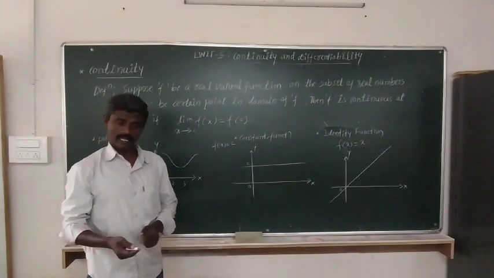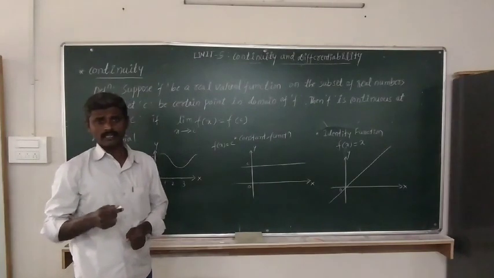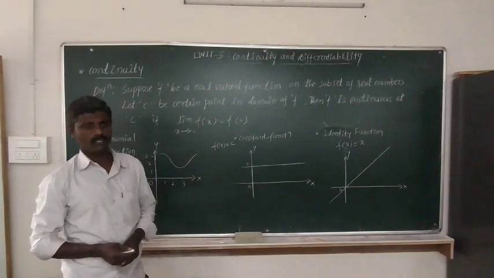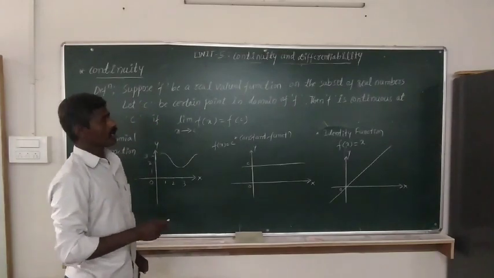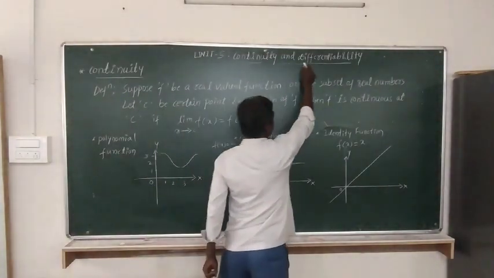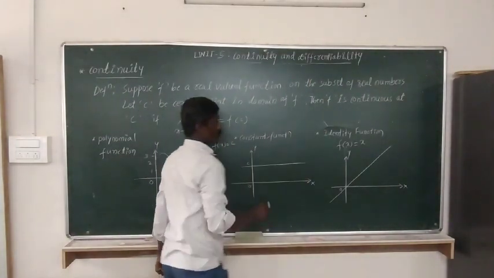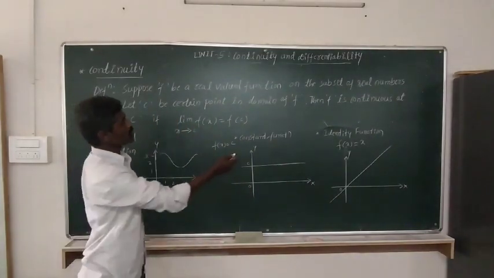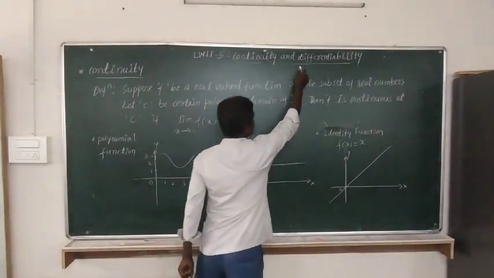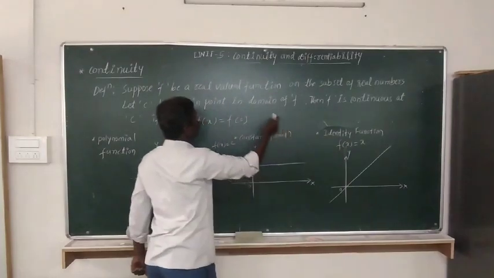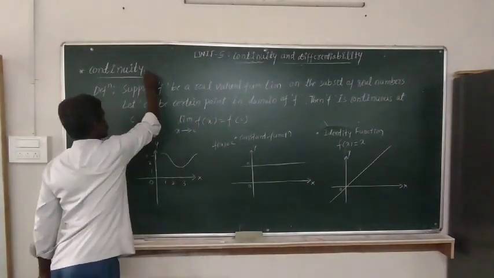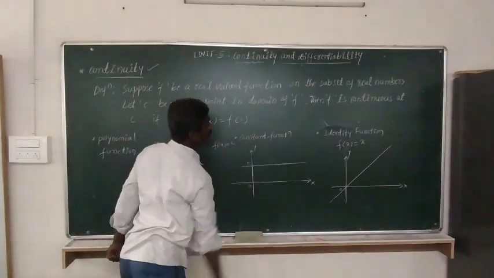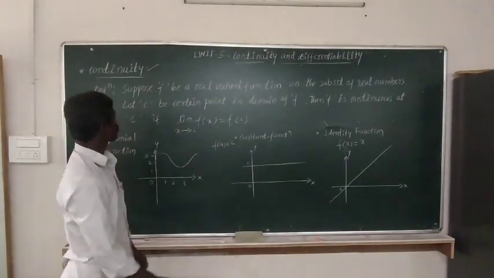You studied the left hand limit and right hand limit. This is the continued part of the limits. You also studied a little about differentiability. Here you are going to study differentiability in detail. First we study continuity, and later we will discuss differentiability.